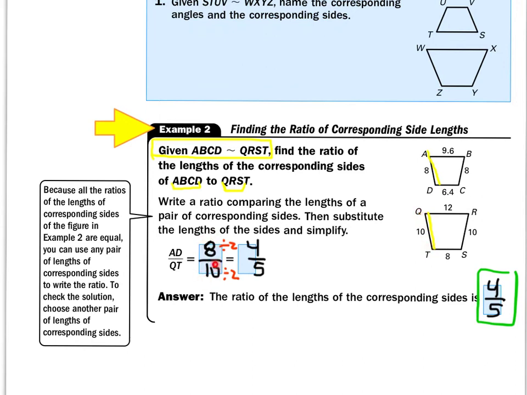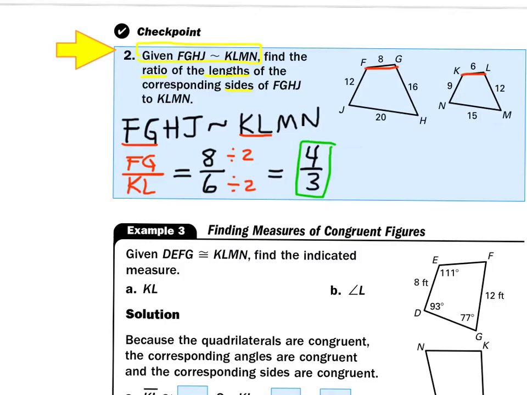So 8 over 10 would reduce to 4 over 5. And that's the ratio that's true for all the sides of these similar quadrilaterals. Okay, take a look at the checkpoint number 2. Given FGHJ is similar to KLMN, find the ratio of the lengths of corresponding sides.